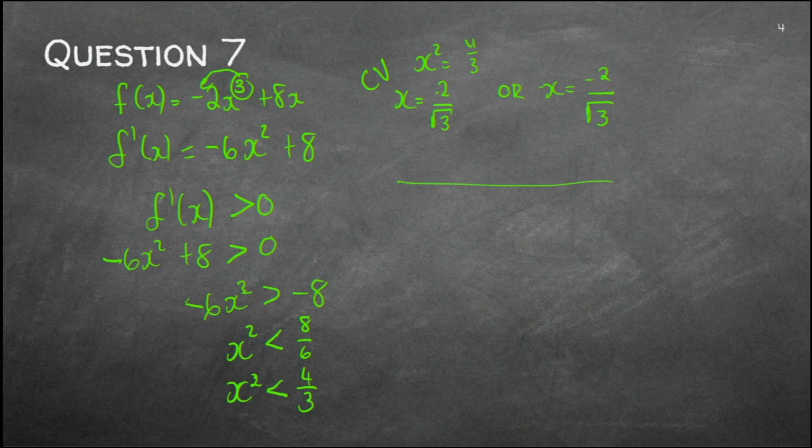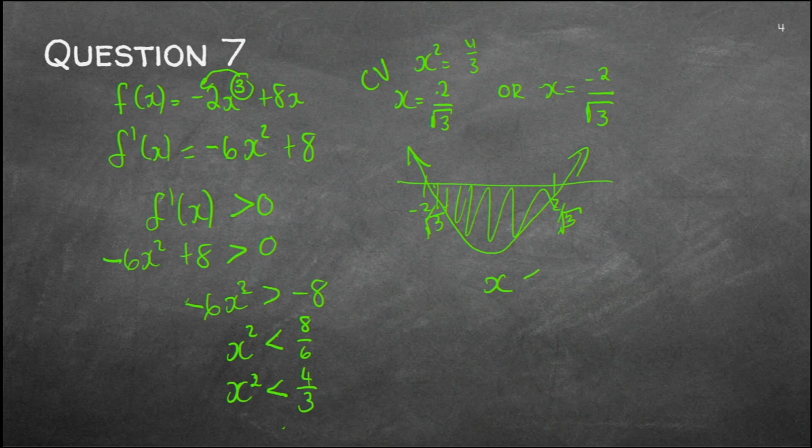Quickly draw a little parabola, the negative 2 over 3 and the 2 over 3. And now I look, if they say it must be smaller than, it would lie underneath the line, meaning between these two values. So just remember your square roots though. So x would be between the two critical values.